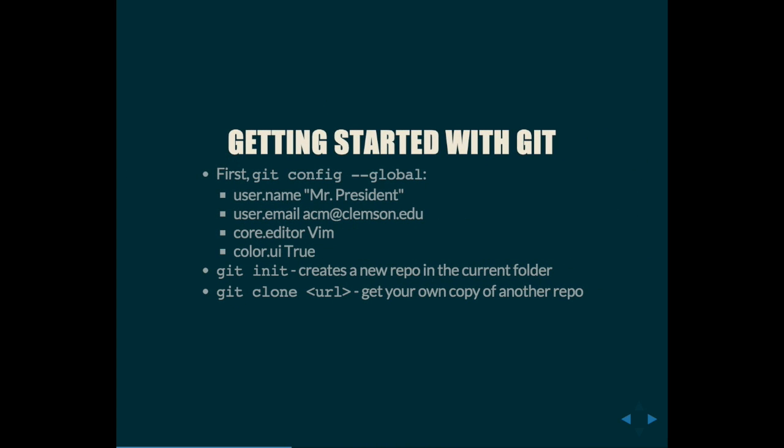So you're probably wondering at this point how to actually get started. The first thing you're going to want to do is set up some information that Git will associate with each commit that you enter.